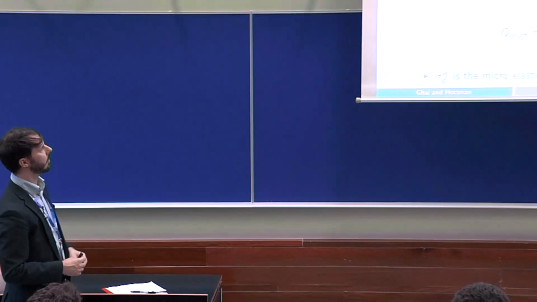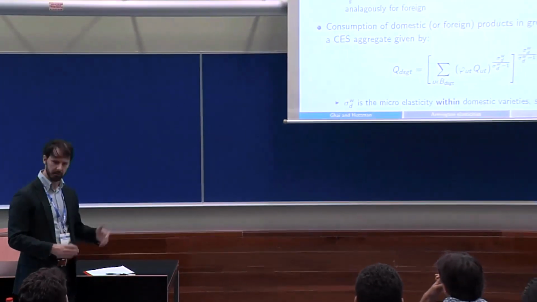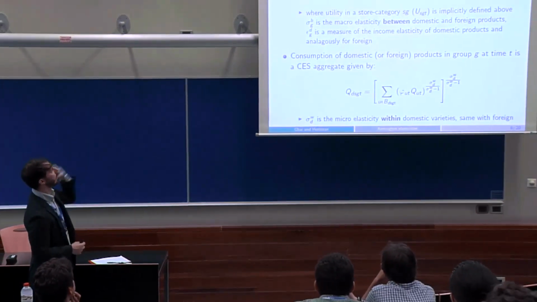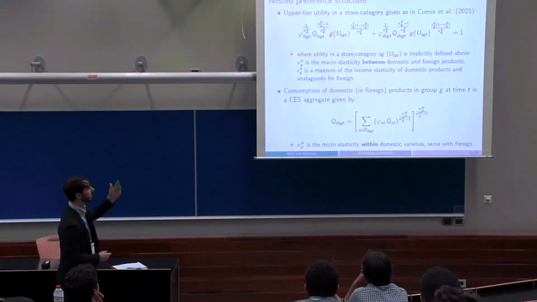What we're going to do here is a nested structure. There's going to be a choice basically at the upper tier between a domestic product and a foreign product. That could be governed by a number of different kinds of demand functions. I'm going to put down a particular one, which is a non-homothetic CES demand function in Comin-Lashkari-Mestieri. The utility function is defined implicitly by the equation on the slide.